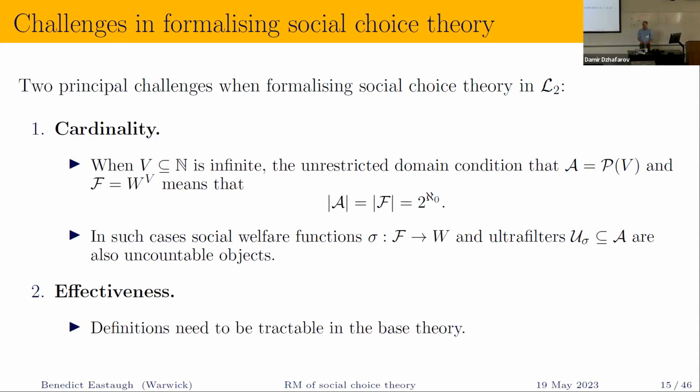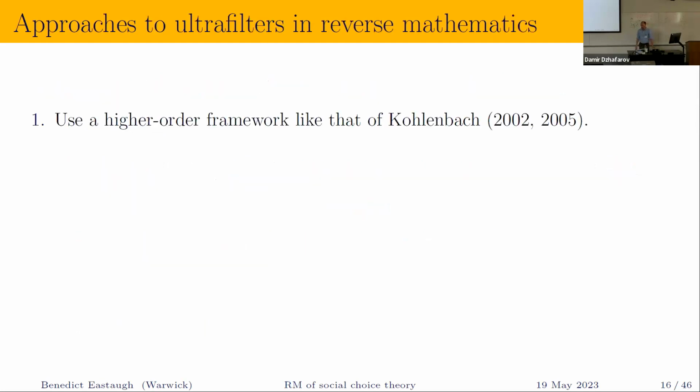So definitions need to be tractable in the base theory. So the framework I'm going to introduce now is really basically set up to handle these two problems as I encountered them in trying to formalize this stuff. Obviously, there are a bunch of different approaches that have been taken to the use of ultrafilters in reverse mathematics. So one might be just, let's use a higher order framework like Kohlenbach's RCA_0^omega, and then we can talk about it directly, but this system is kind of a pain to work with. I'd rather work with just second order arithmetic.